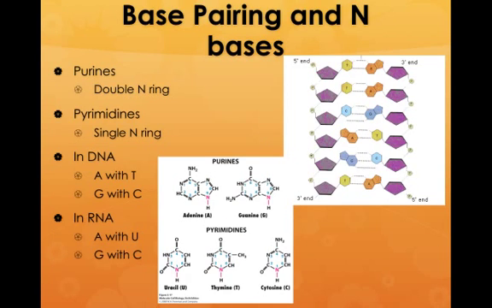The base pairing rules again: in DNA, adenine will always pair with thymine, and guanine will always pair with cytosine, as you notice here. In RNA, on the other hand, anytime you see an adenine, you'll see a uracil in place of thymine. You won't see thymine and uracil together.